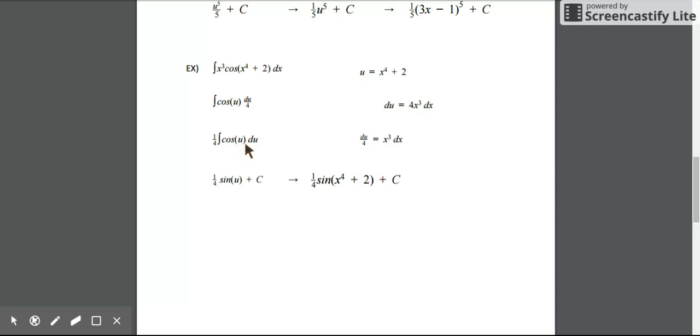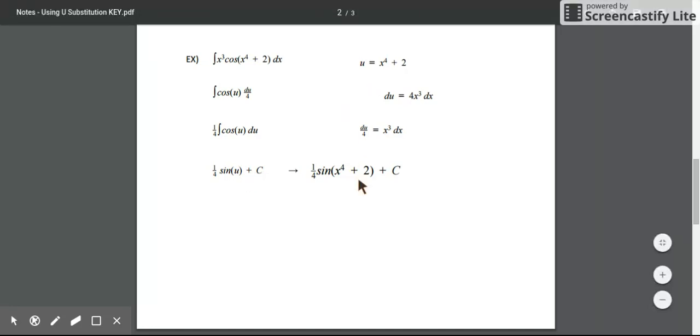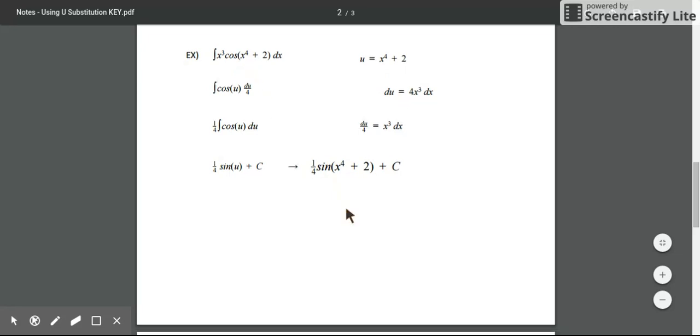So cosine of u with respect to u, I could then use my trig identities for integration. The integral of cosine is sine, so sine of u, add that constant of integration, and then substitute back in our original u. You could then derive this and check your answer, and it works. We should get back to the beginning.